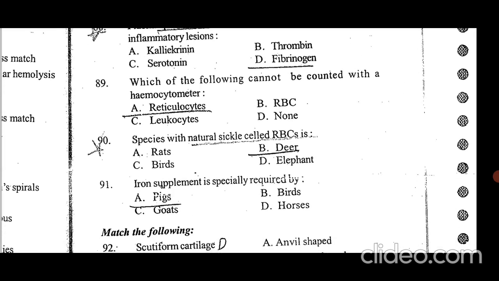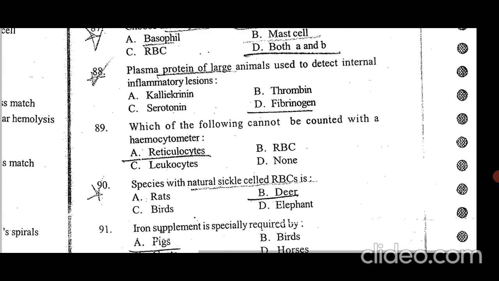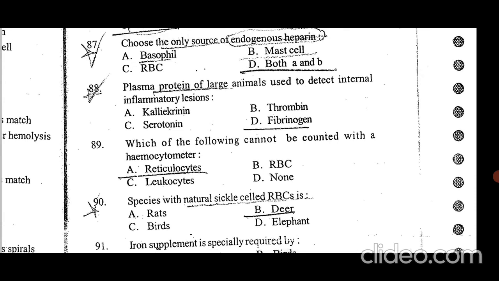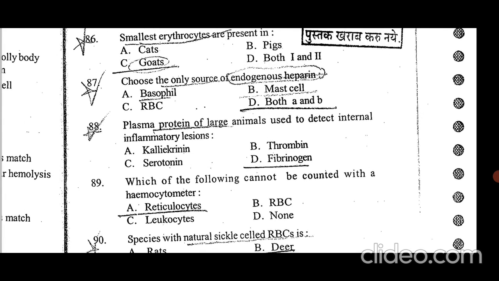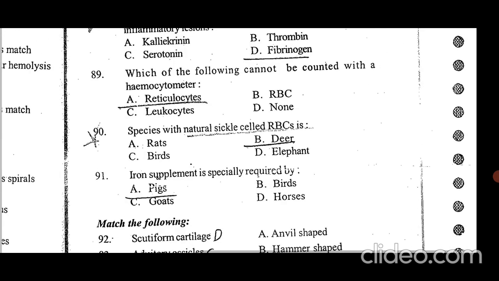Which of the following cannot be counted with a hemocytometer? Reticulocytes cannot be counted with a hemocytometer. The species with natural sickle cell red blood cells is deer. Deer have naturally sickle-celled red blood cells, and reticulocytes cannot be counted by hemocytometer or Neubauer chamber. Fibrinogen is used to detect internal inflammatory lesions. Basophils and mast cells produce endogenous heparin. Goats have the smallest red blood cells. Deer have sickle-celled red blood cells.